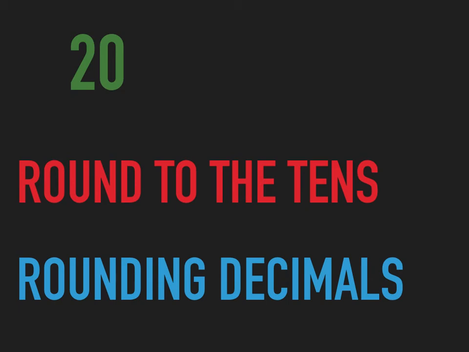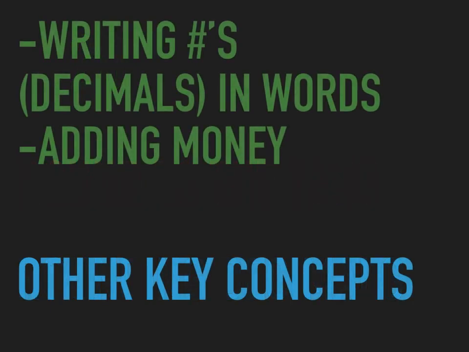So here are some other key concepts in this chapter I didn't really talk about. One of them is writing numbers. For example, let's say you had 167, you would write it in words, and to be accurate, between the 60 and 7, you would put a hyphen. Also, we talked a little bit in this review about writing decimals in words. And there's also a small section at the end of the chapter on adding money. Anyways, those are, for the most part, the key concepts in chapter 2.